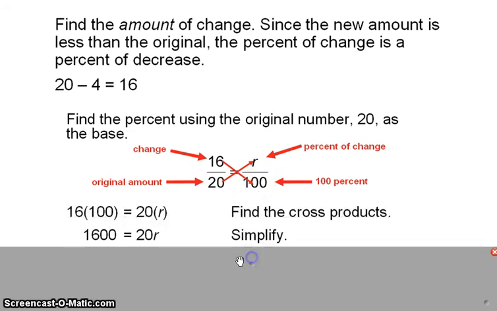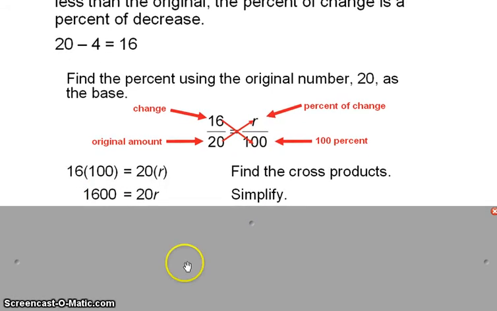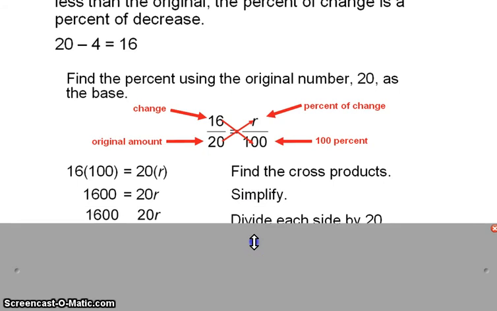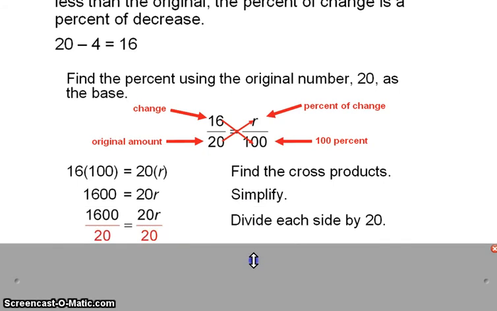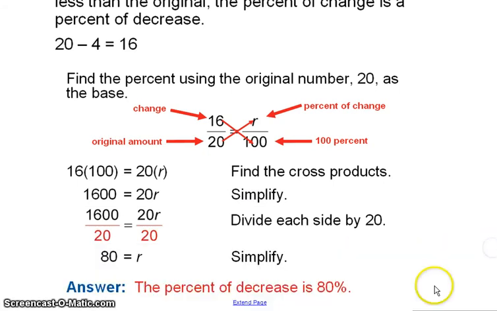Do your cross multiplication, simplify, divide each side by 20, and your percent of decrease is 80%. So going from 20 to 4 is an 80% decrease. Okay?